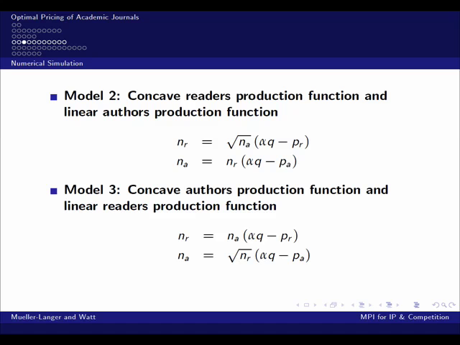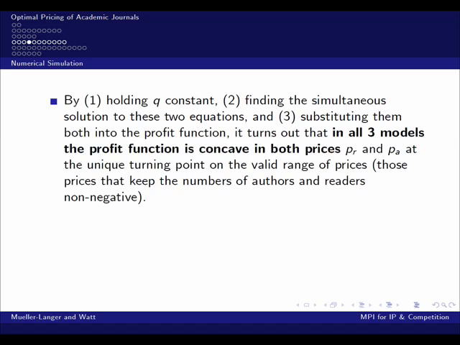So these differences lead to interesting results, we think. First of all, we find that in all three models the profit function is concave in both prices. Well, in model one, because it's a symmetrical model, the prices are pretty straightforward. So we have alpha times Q divided by 3, so it's the same reader price and author price.